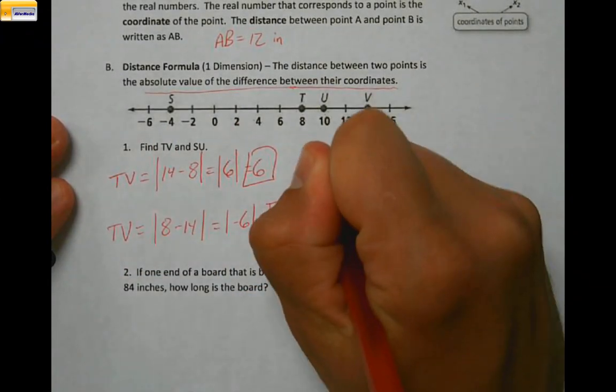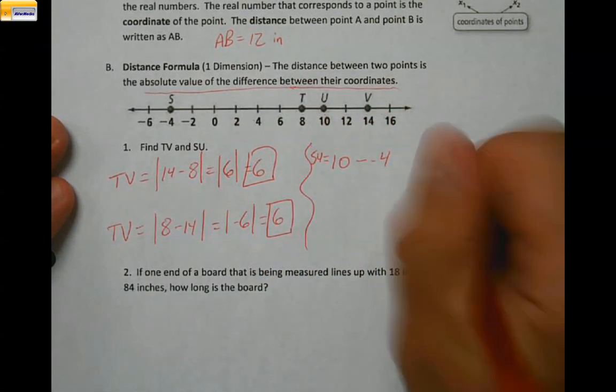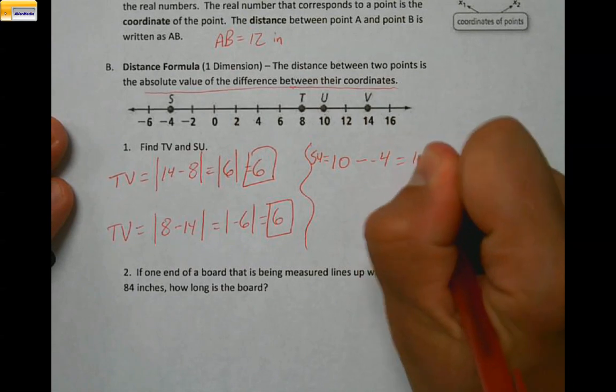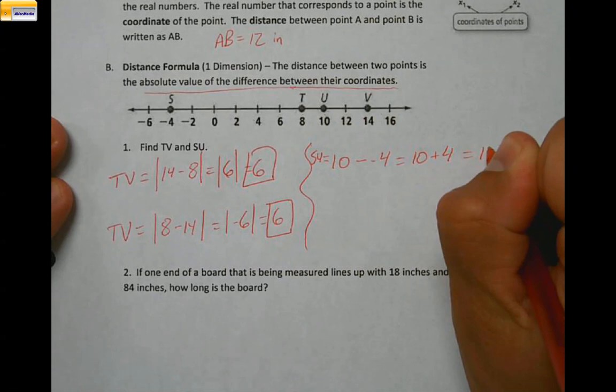You really should be saying this is SU equals this. Okay, so we're going to subtract that negative number. When I subtract a negative number, it really is addition. So I have 10 plus 4 gets me 14.